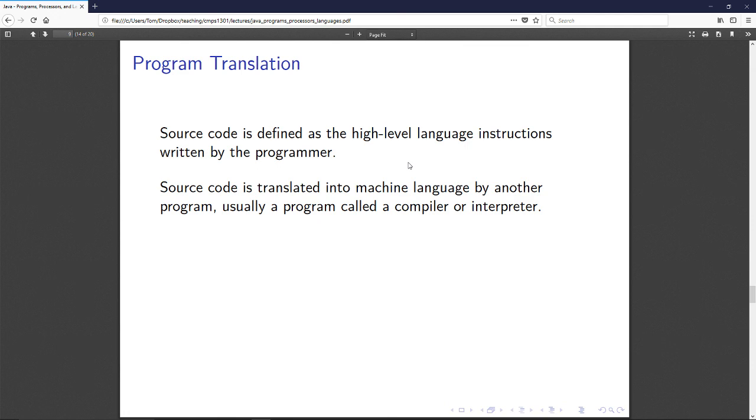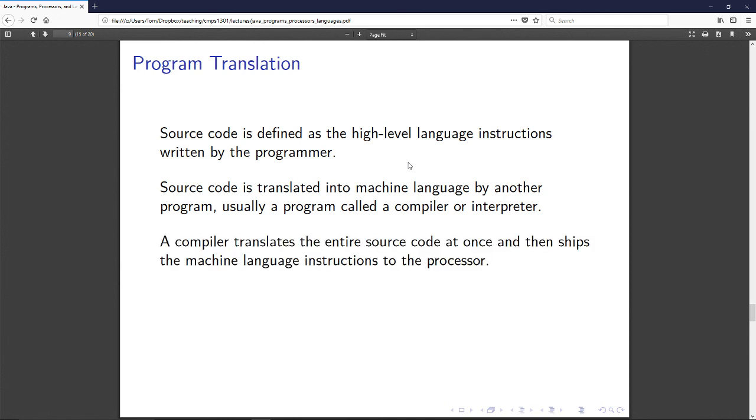So a compiler and an interpreter are different from each other. What's the difference? A compiler translates the entire source code at one single time and then ships the translation, the machine language instructions, off to the processor to do it. So that's similar to how somebody would translate a book from one natural language into another. They take the book and then they do the translation, and then they put the translation out there for people to read.